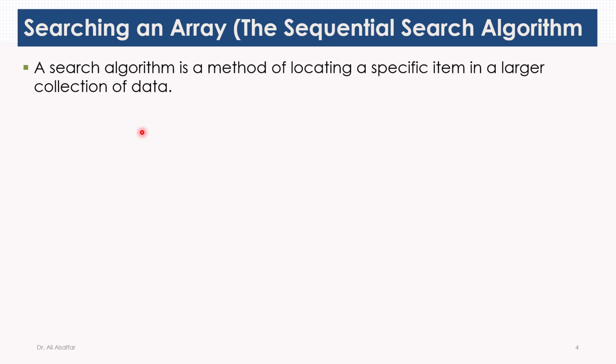We have finished the discussion on sorting arrays. Now is the time to discuss searching an array for an item in this array. The algorithm that we are going to discuss is called the sequential search algorithm. So what is this algorithm? A search algorithm is a method of locating a specific item in a larger collection of data.